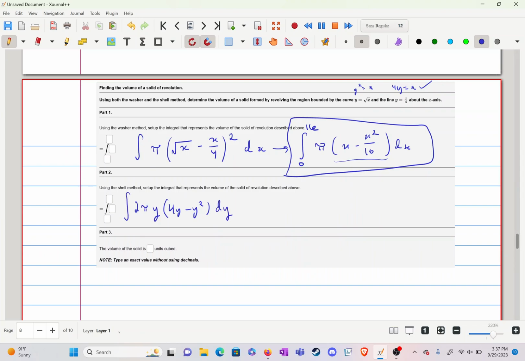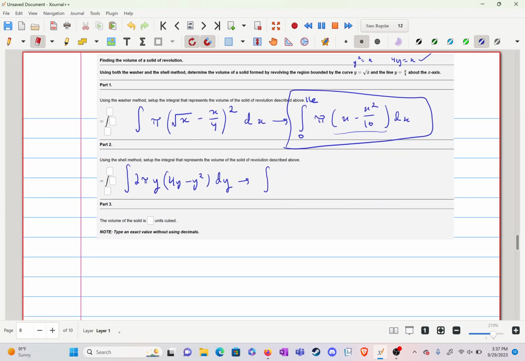And now we don't know our bounds of integration. What are our bounds? Well, this middle part, we can factor out a y. So we have y times 4 minus y. That y is going to give us y equals 0. Boom. We know it's a 0. And we have 4 minus y equals 0. It's 4 equals y. So there we go. Bounds of integration, done.